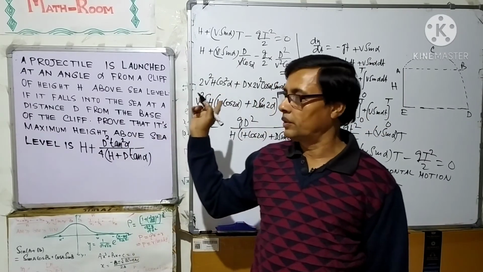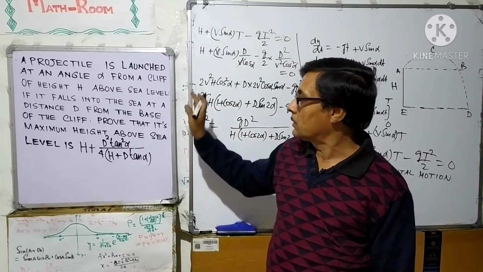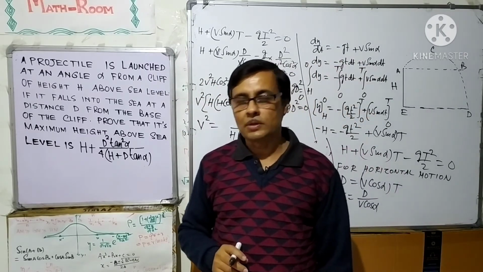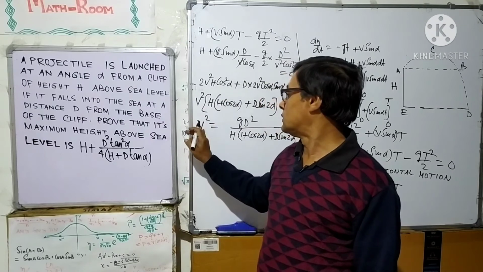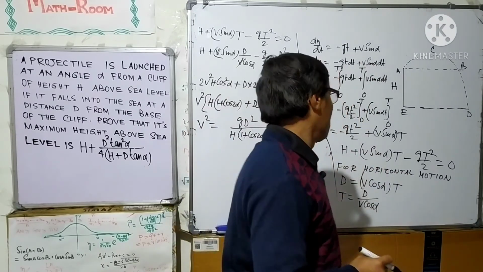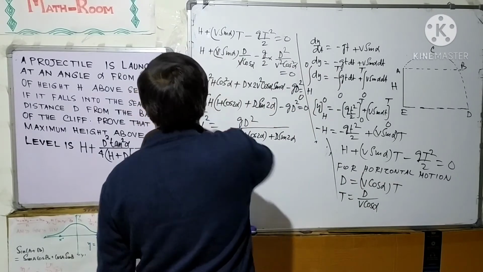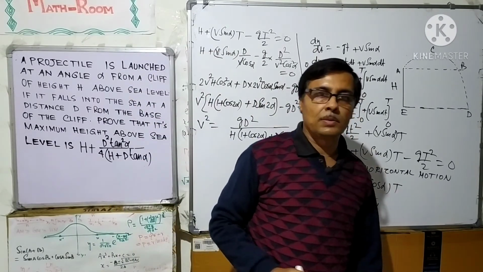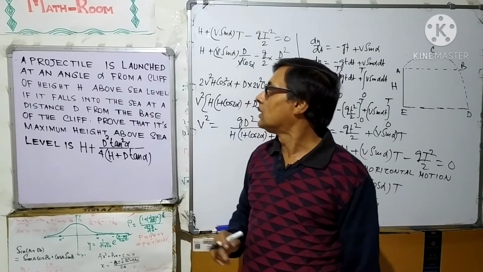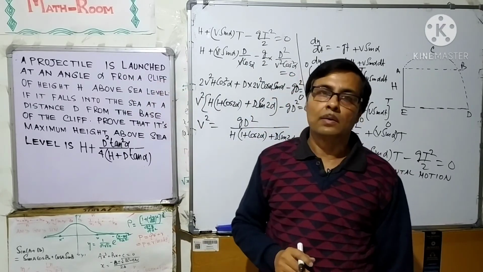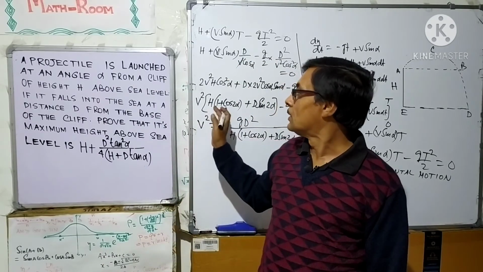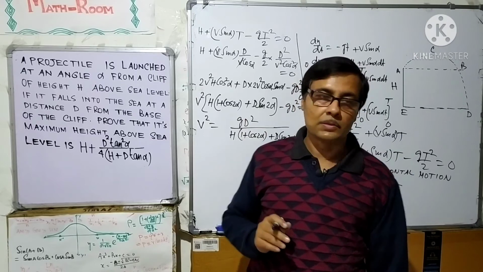V is the velocity of projection. At the velocity v, the body is projected into space, that is the projectile velocity. This is the velocity of projection, and the direction of the velocity is inclined at an angle alpha with the horizontal line. So v square equals this.